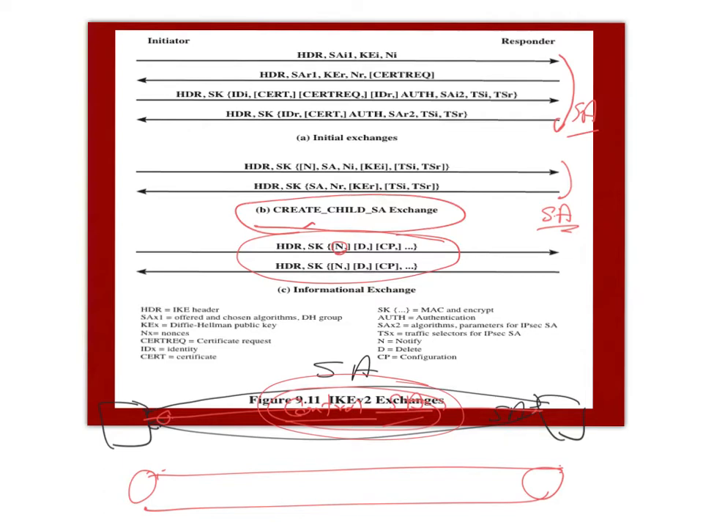Is that clear? Okay, so to go back, we have initiator and we have responder. This could be two hosts or two routers, okay? Whether we talk about tunnel mode, transport mode, whatever.